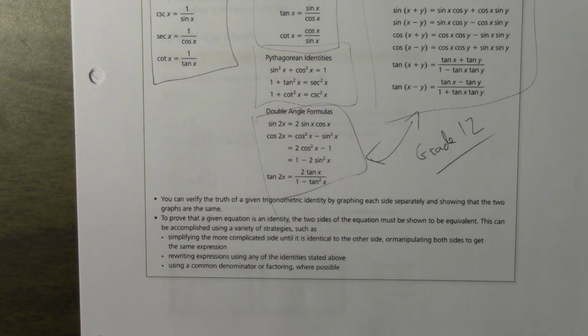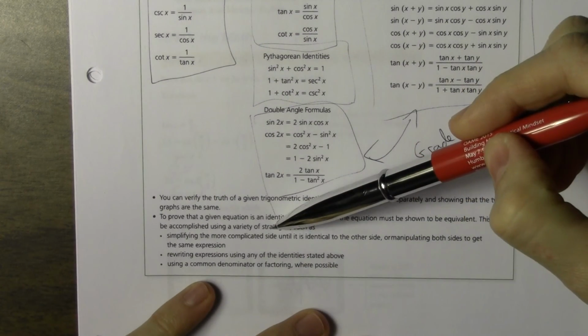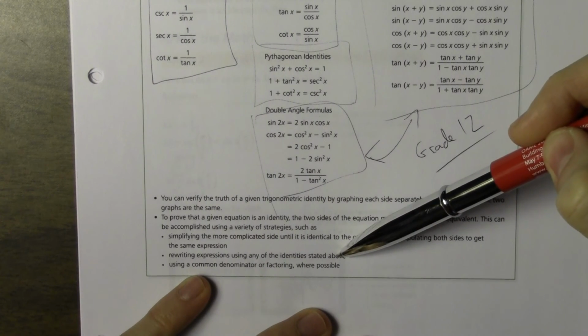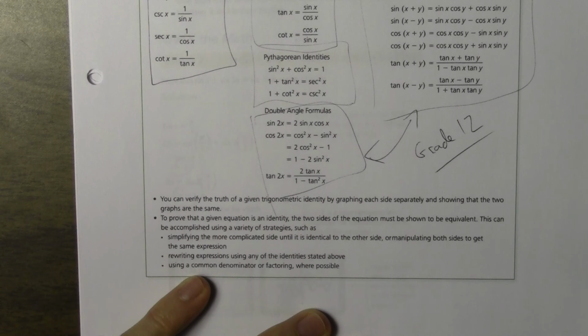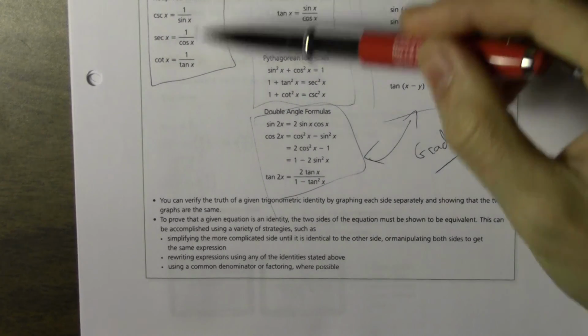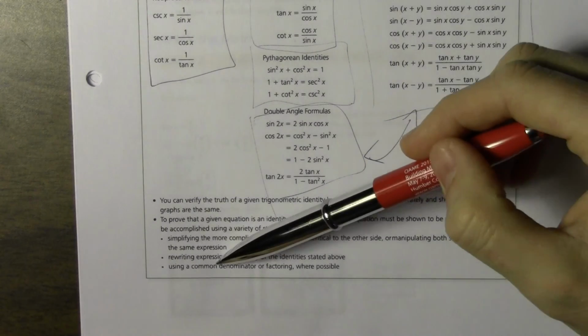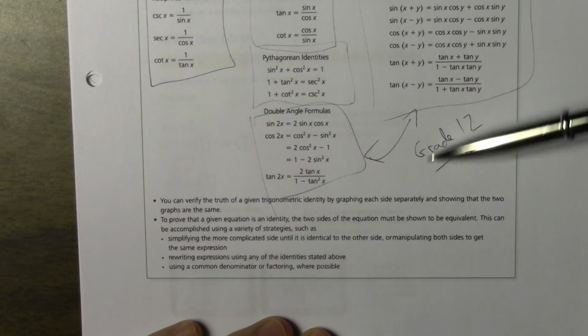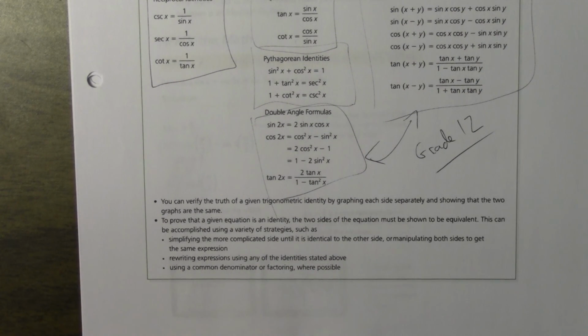To prove that a given equation is an identity, the two sides of the equation must be shown to be equivalent. This can be accomplished by using a variety of strategies. Simplify the more complicated side first until it's identical, or manipulate both sides to get the same expression. If you get stuck on one side but you've taken it some distance, maybe start with the other side. You can rewrite the expression using any of the identities stated above, so you use these identities to help simplify. And finally, you either use a common denominator or factoring when possible. The common denominator is when we multiply by 1, and factoring is when we take out a like term. Okay, any questions?